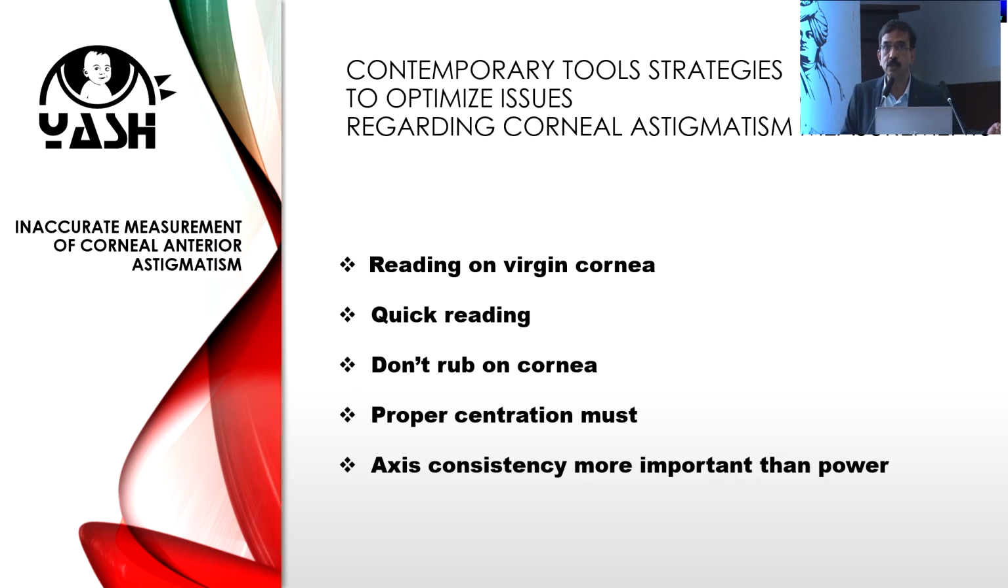So what are the tools or strategies that I use to optimize this issue of calculating the anterior corneal power properly? Take a reading on a virgin cornea. It should be a quick reading. There should not be any rubbing on the cornea. The centration has to be proper. And see to it that the axis consistency is better than the power. You may have a little variation in the power, but the axis has to be consistent. That means you are taking a good reading.